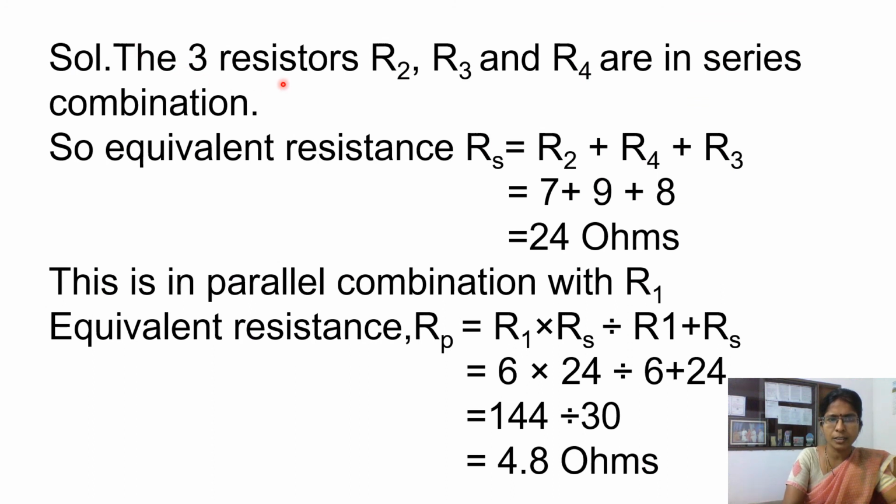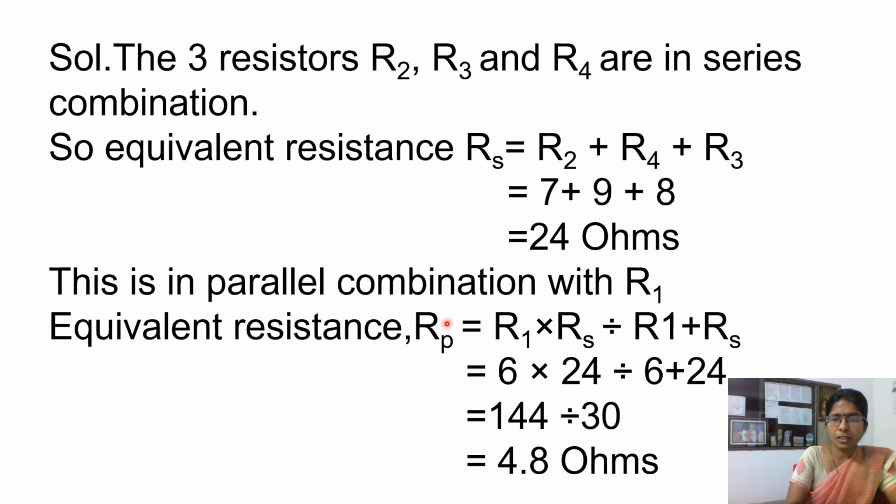The three resistors R2, R3 and R4 are in series combination, and when the resistors are in series combination, the equivalent resistance is equal to the sum of the resistances. So Rs is equal to R2 plus R4 plus R3, that is 7 plus 9 plus 8, which is equal to 24 ohms. And it's given that these three resistors in the circuit are in parallel combination with the first resistor, that is R1.